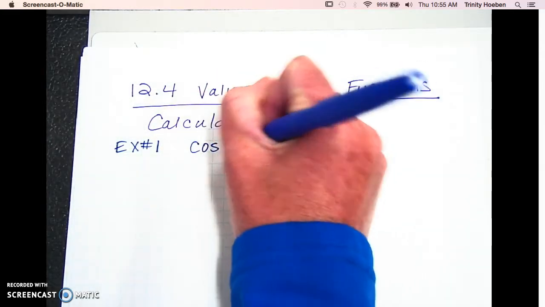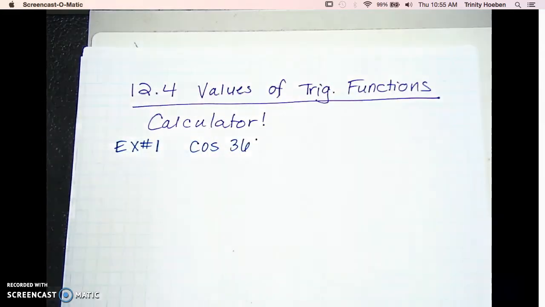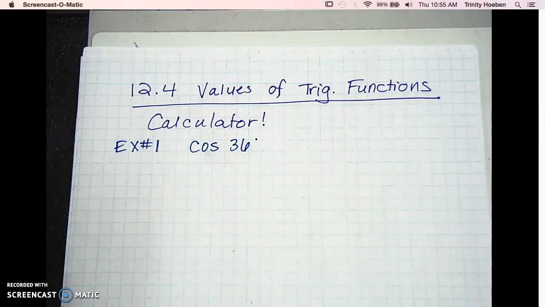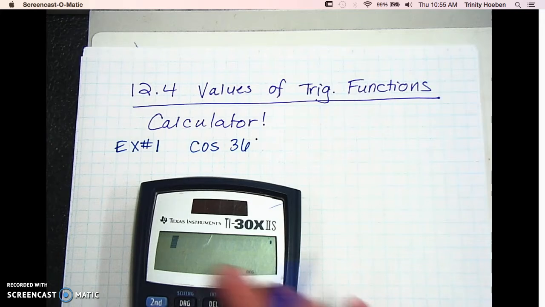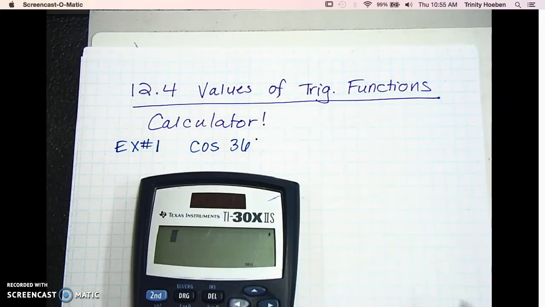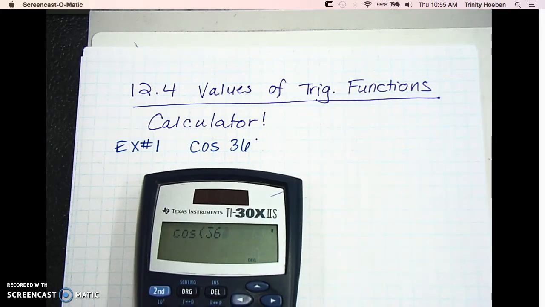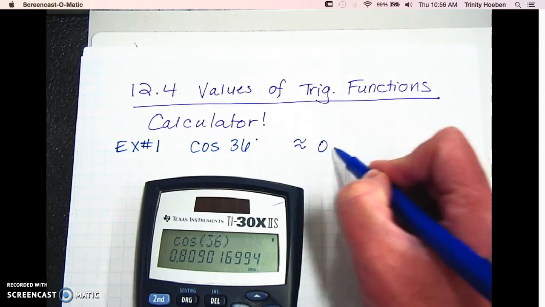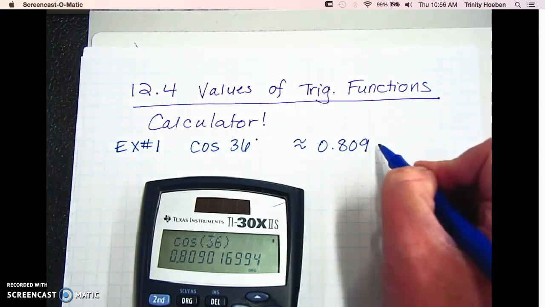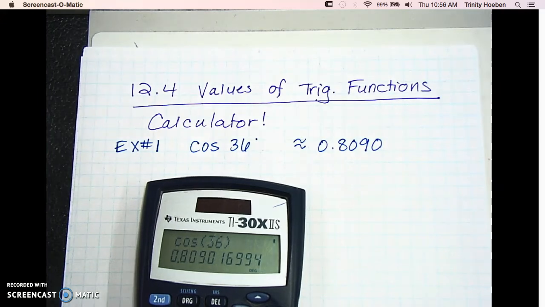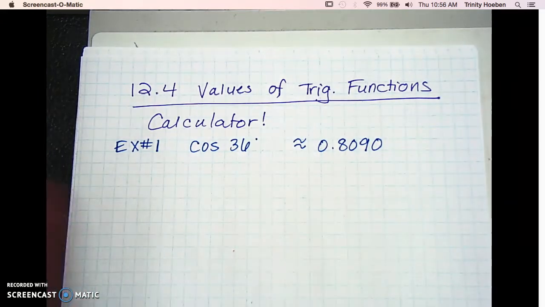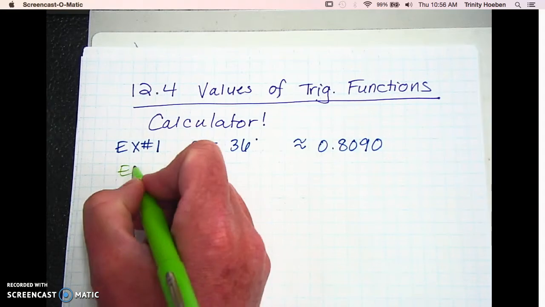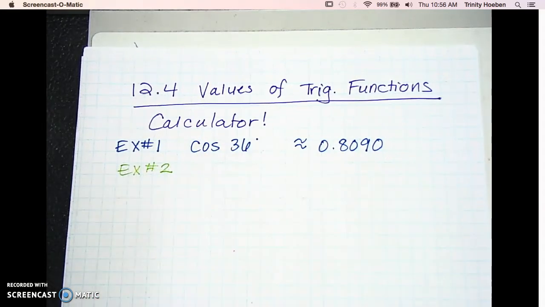All right, so cosine of 36 degrees, and most of the directions in the book say give 4 significant digits. When you're typing these in your calculator, make sure it's in degree mode. Other than that, you simply type in cosine of 36, hit the equal sign, and you're going to get an approximate answer of 0.8090. There's a 1 next to it, so it doesn't round. Any questions on example number 1? No. All right, example number 2.